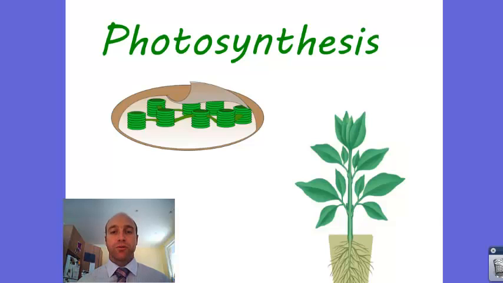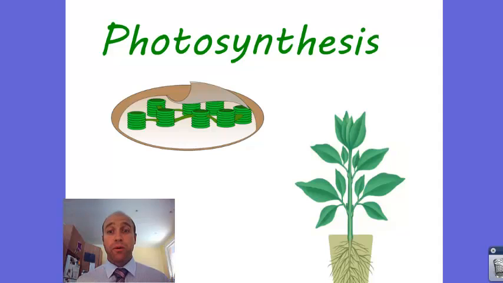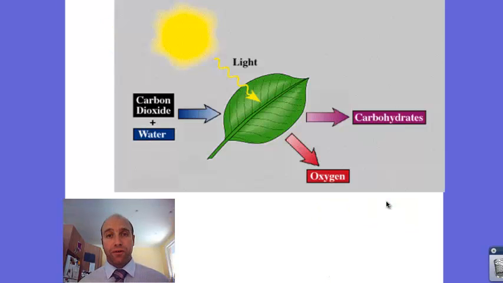Okay, in this screencast we'll be looking at our little friend here, the chloroplast. We'll be looking at the process that's happening there, which is photosynthesis, and the main stages that are involved in photosynthesis. So let's look at an overview of photosynthesis.